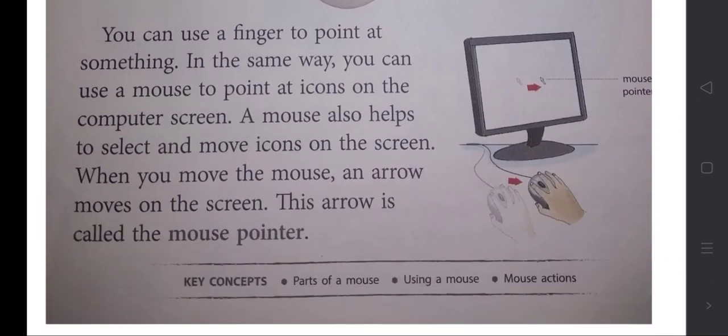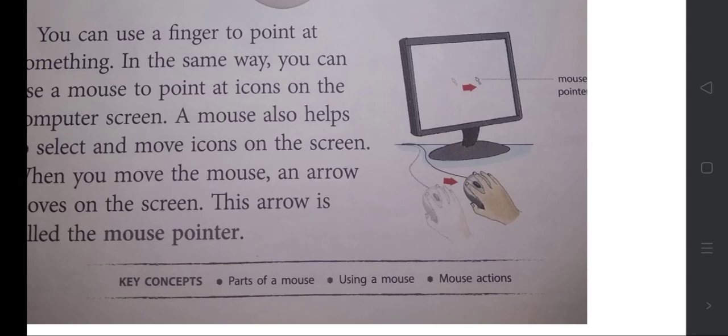You can use a finger to point at something. In the same way, you can use a mouse to point at an icon on the computer screen. A mouse also helps to select and move icons on the screen. When you move the mouse, an arrow moves on the screen. This arrow is called the mouse pointer.